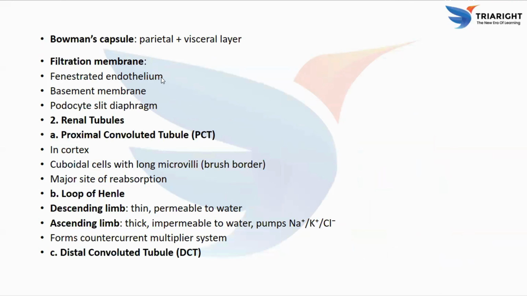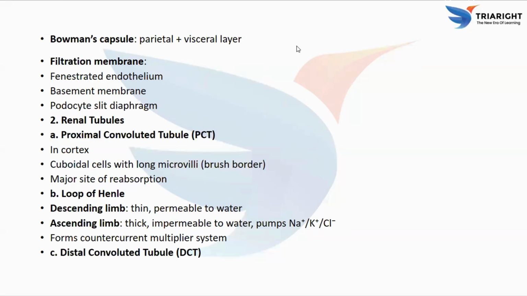I have discussed the Bowman's capsule, right? The Bowman's capsule surrounds the glomerulus, and it has two layers: the parietal layer and the visceral layer. The parietal layer is the outer layer. It is made up of simple squamous cells, and it provides structure and protection. Then what is the visceral layer? It is the inner layer, made up of podocyte cells. Podocytes have foot processes that form the filtration slits. So the Bowman's capsule acts like a cup-like structure that collects the filtered fluid coming out of the glomerulus.